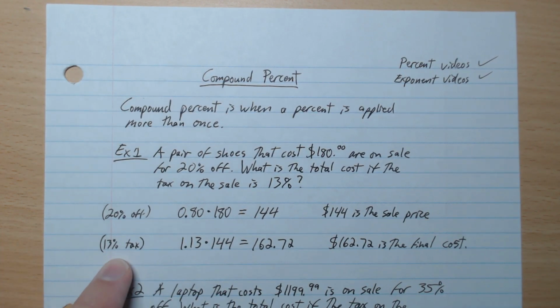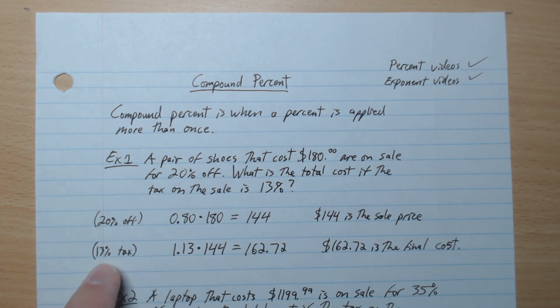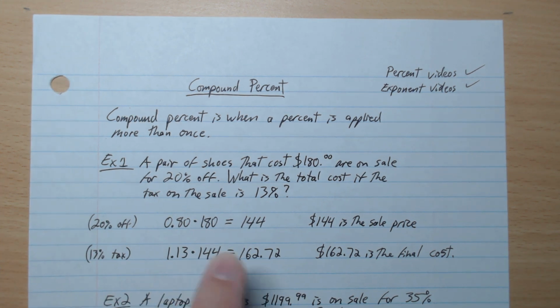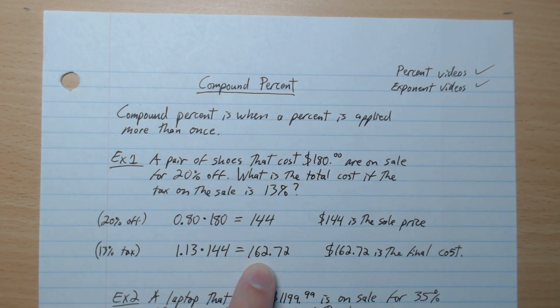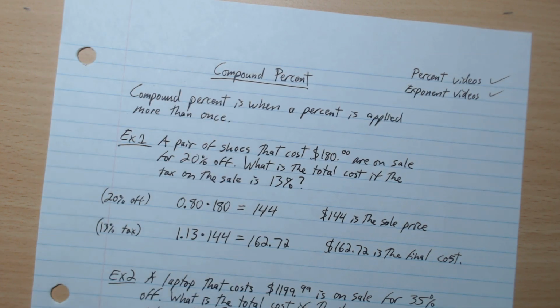And now we're going to be adding tax. So 1.13 times, right? 13%. So 1 and 13%. So 1.13 times 144, our sale price, gives $162.72 as the final cost.